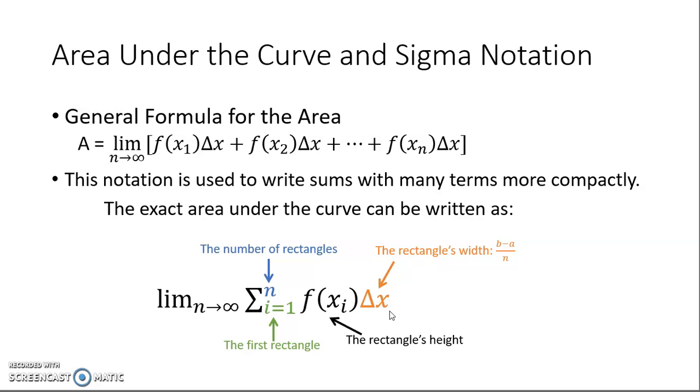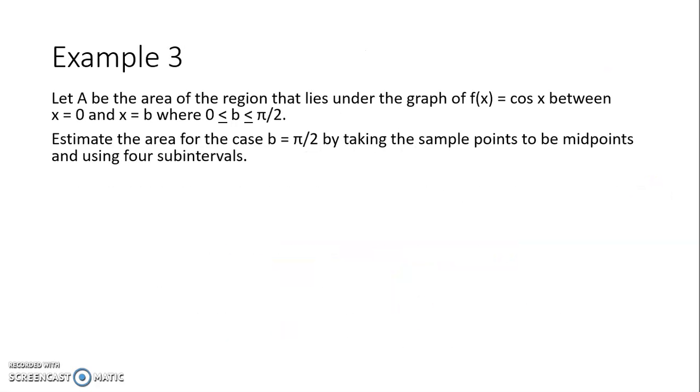But let's do an example to show you how all of this works. We're going to do an example where we have to estimate the area under a curve. In example 3, it says, let A be the area of the region that lies under the graph of f of x equals cosine x between x equals 0 and x equals b, where 0 is less than or equal to b, which is less than or equal to pi over 2.